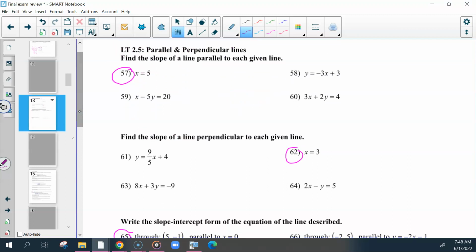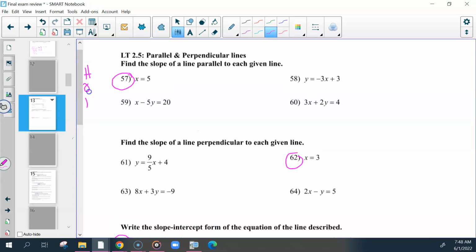So this is starting your unit 2B. I know we just did parallel and perpendicular lines, so hopefully this isn't that new or that old in your memory. For this first section, we just have to find the slope that is parallel to each given line. So for 57, we need to know what the slope of this line would be.